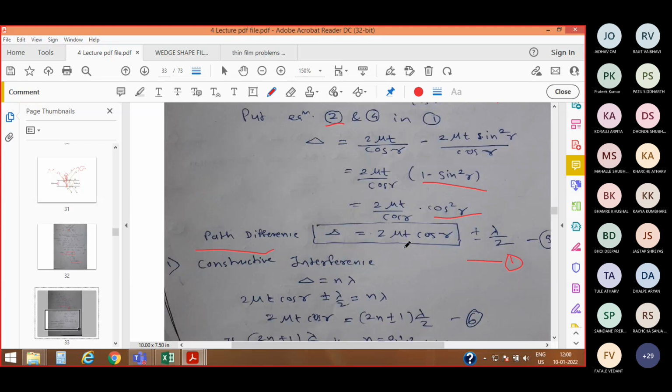Now for the constructive interference, at which point are we getting the constructive interference? Yes. Sir, why is plus minus lambda by 2 written?